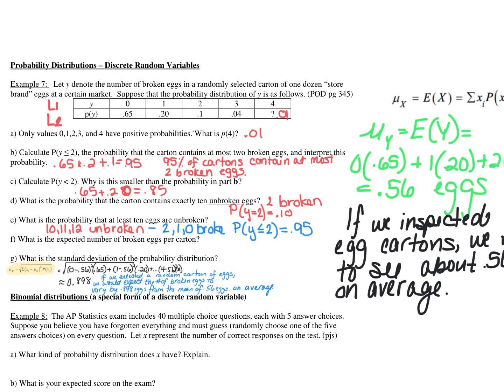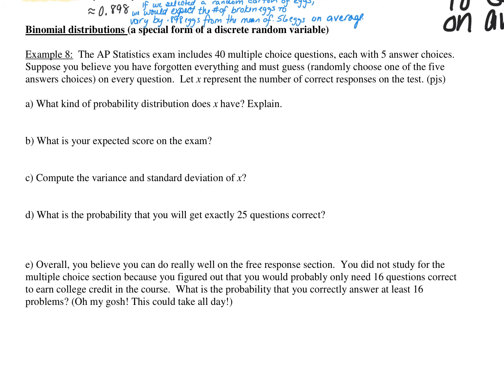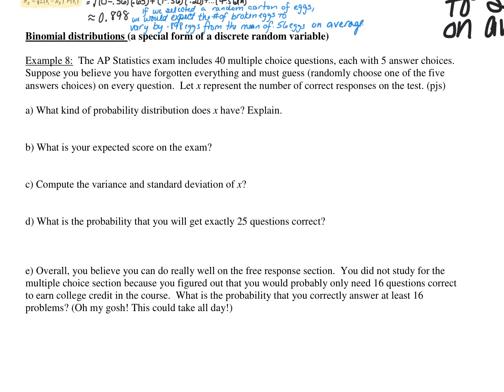And, using all those words in context then. Let's move on to the example of the binomial distribution, which is a special form of a discrete random variable. I'm going to remind you of the acronym BINS and what that represents. We use BINS to check if something's binomial.